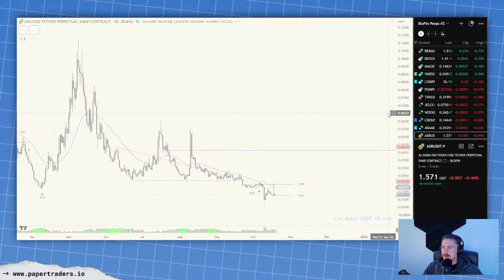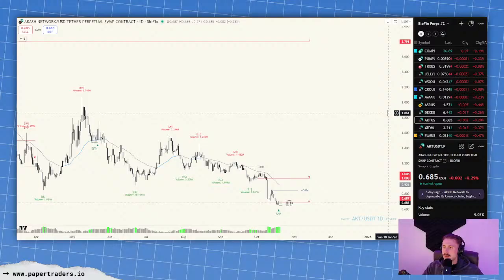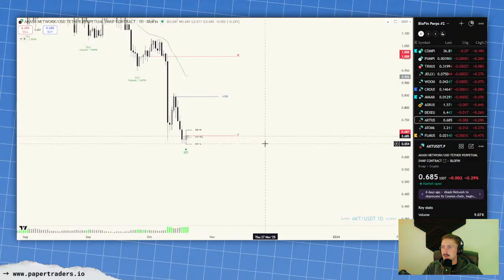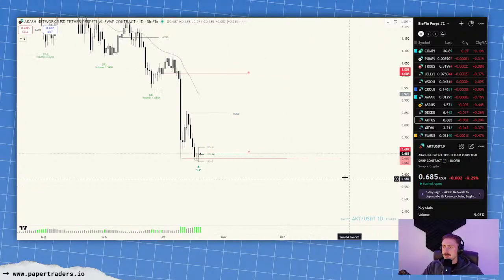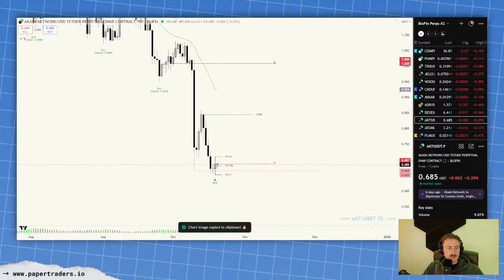That's across a lot of these names. AKT maybe, right? You got your sweep of that final liquidity right there, which is like, okay, that's better, given that we retraced and swept that whole wick. At the same time, just have to wait and see how these play out. I actually do like this one, AKT.